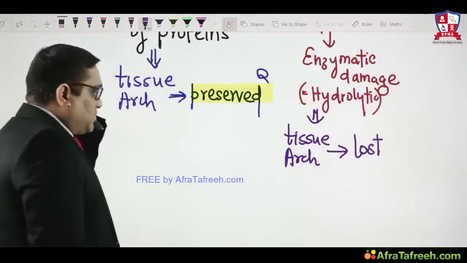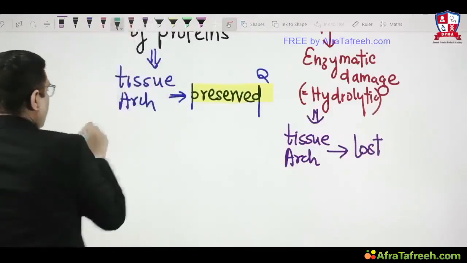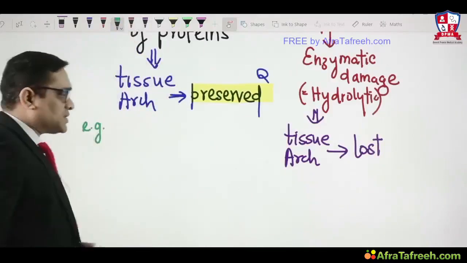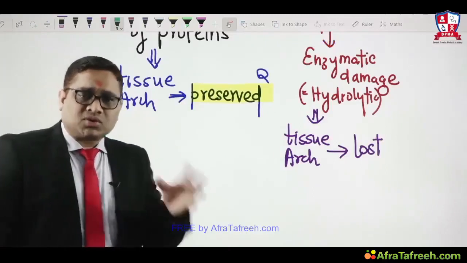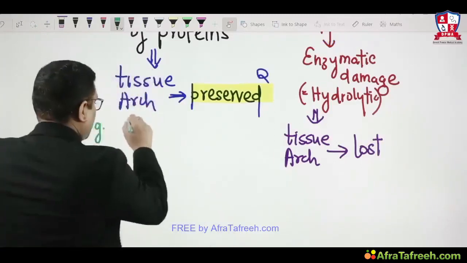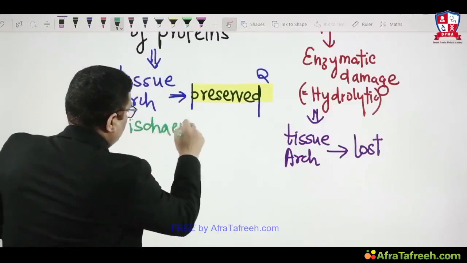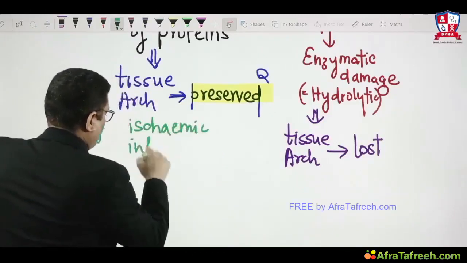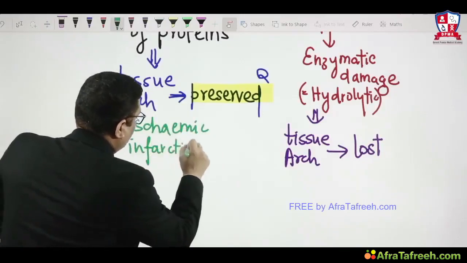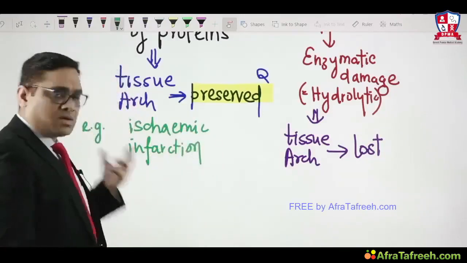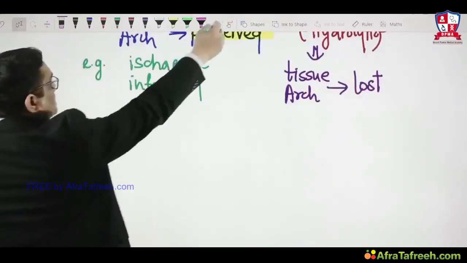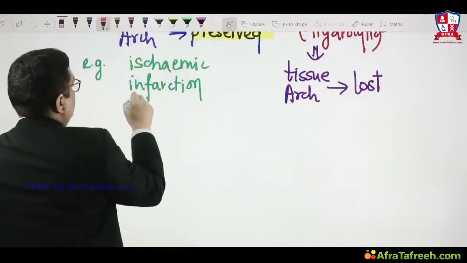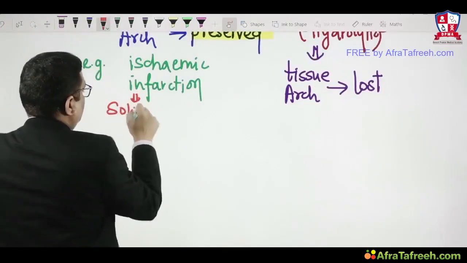Now we will see what are the examples of coagulative necrosis. Coagulative necrosis is seen in ischemic infarction of the solid organs. Hypoxia and ischemia are the basic root cause for coagulative necrosis, so I'm saying ischemic infarction of solid organs.